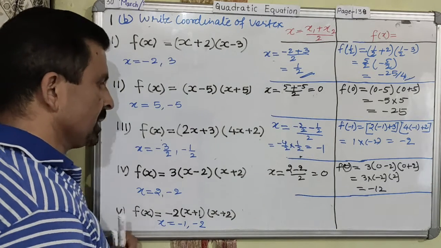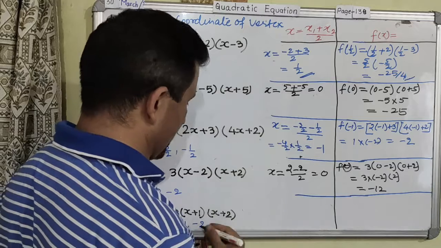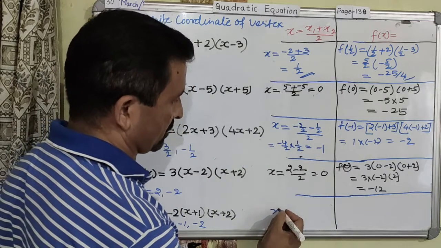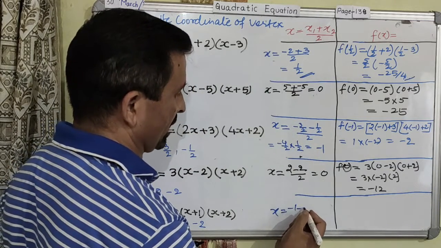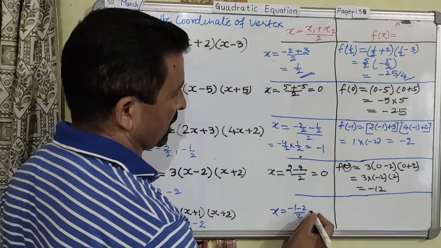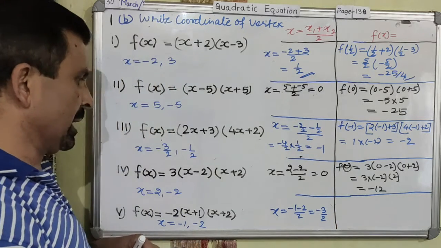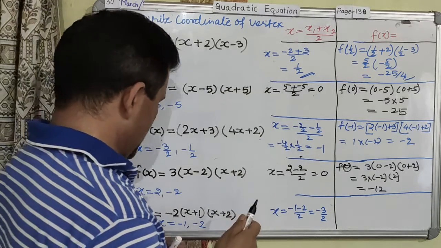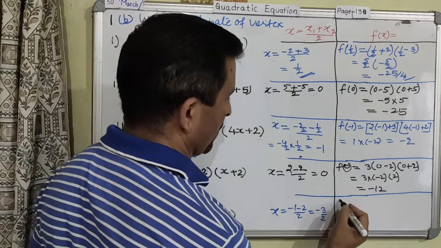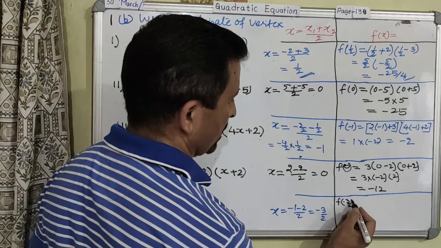Alright. Now the last equation has x is equal to -1 and x is equal to -2. Therefore your x in the coordinate of the vertex is the average of these two. So -1 minus 2 divided by 2 is equal to -3 over 2. Is it alright? Now we'll find the value of y for this equation. So we'll calculate for x equal to -3 over 2.